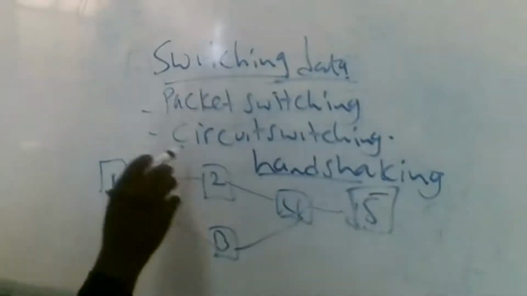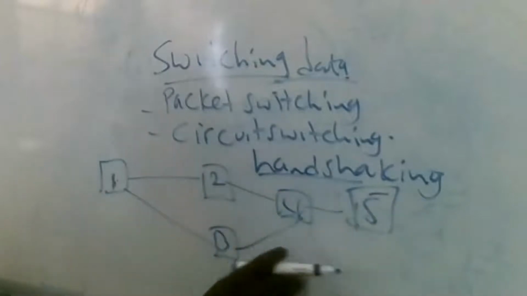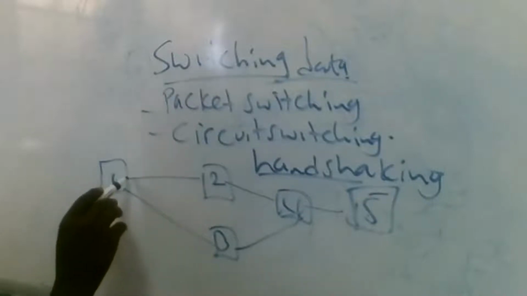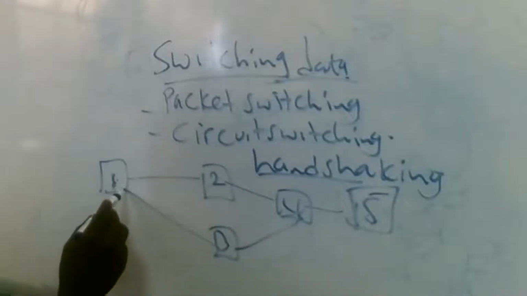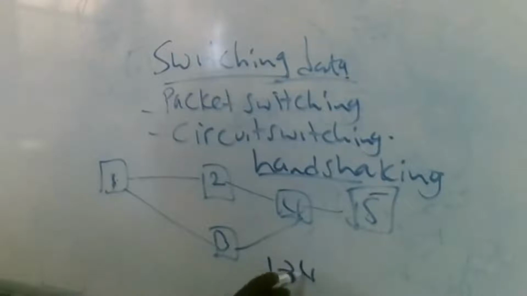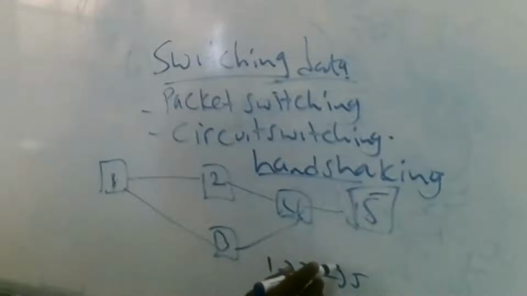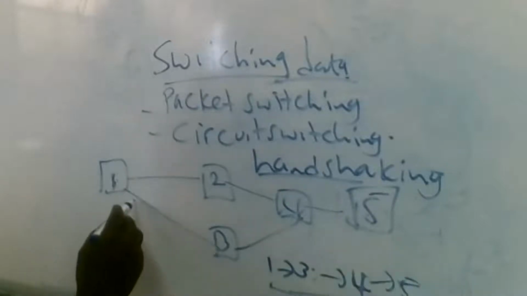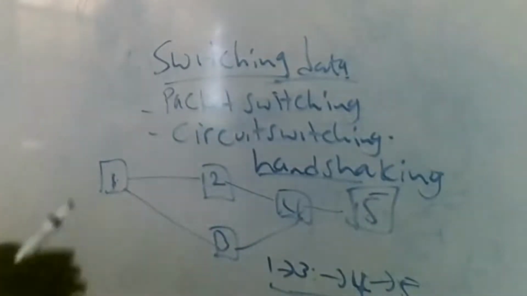Now, after that, in circuit switching, after the sender and receiver carry out handshaking and agree that communication should go on, transmission is done using only one route. So if the computers agree that they're using the route 1 to 3 to 4 to 5, then all the data will be sent. All the data will move at once through the route which has been chosen. Data is not broken down.